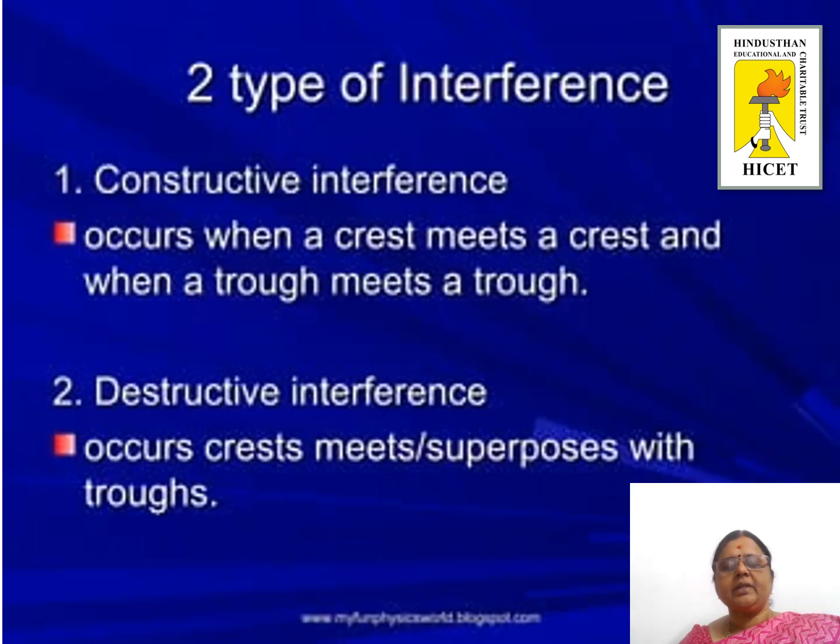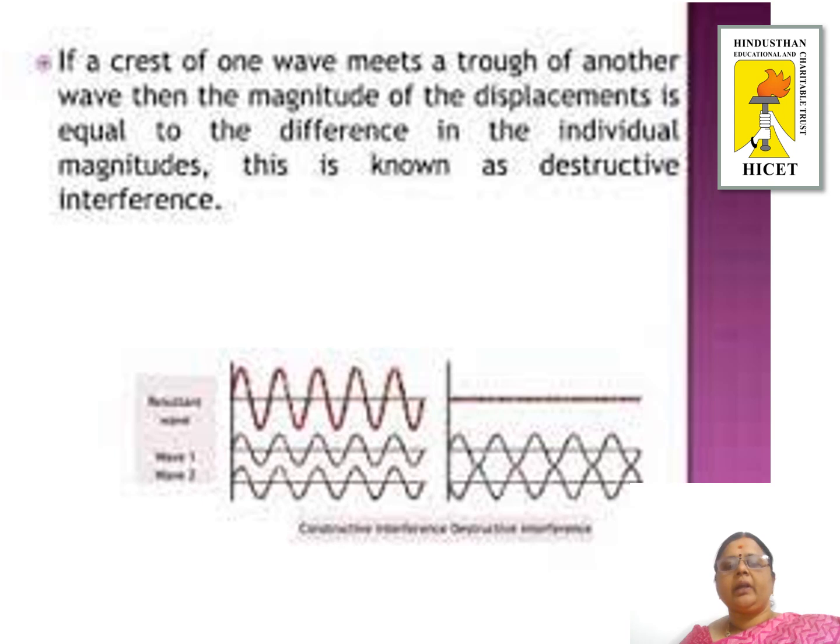Two types of interference, as we discussed earlier, are constructive interference and destructive interference. Constructive interference occurs when a crest meets a crest and when a trough meets a trough. Destructive interference occurs when a crest meets or superimposes with a trough. If a crest of one wave meets a trough of another wave, the magnitude of the displacement is equal to the difference in the individual magnitudes. This is known as destructive interference.